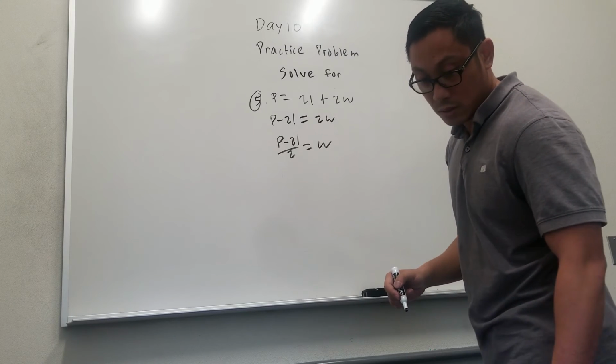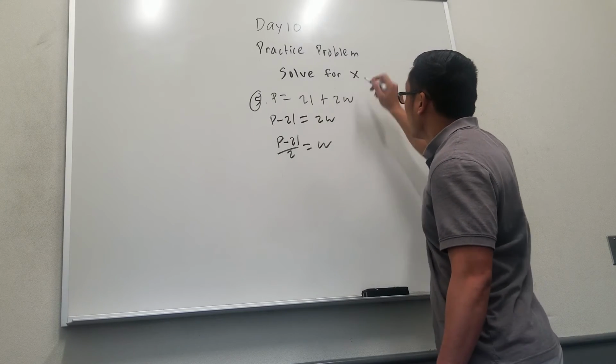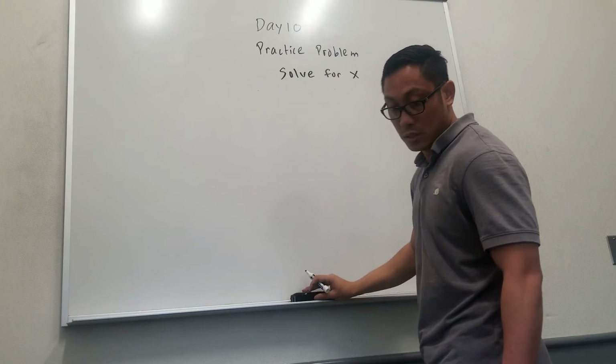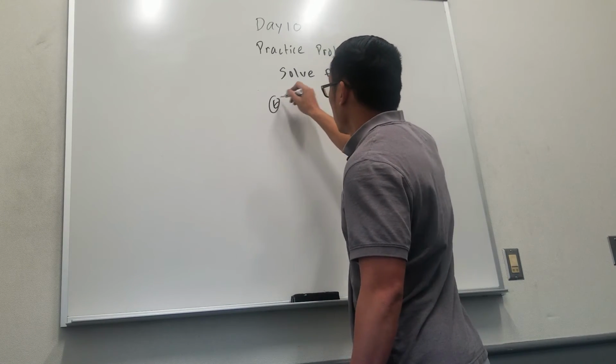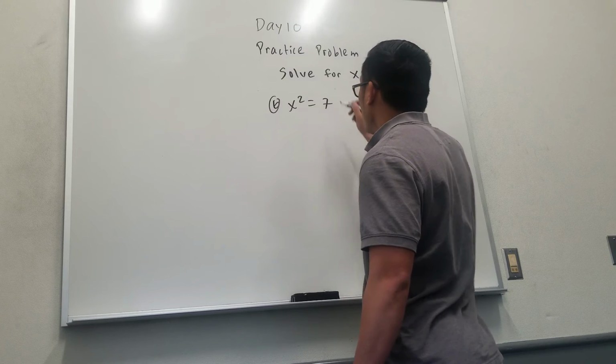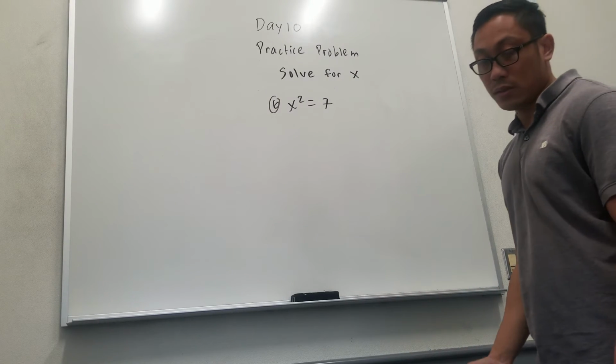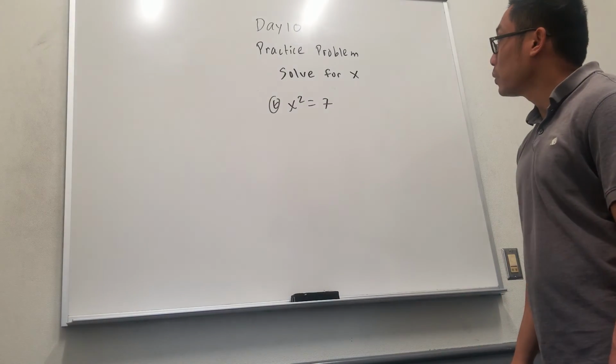Next one, x. You could say we are solving for x this time. So see if you can solve for x. X squared equals 7. We want to solve for x. Try it out. If it doesn't make sense to you, go back to the previous problems we did.